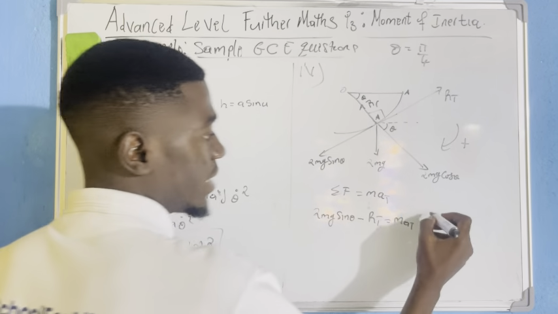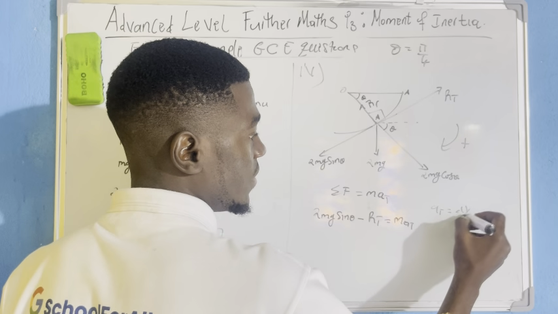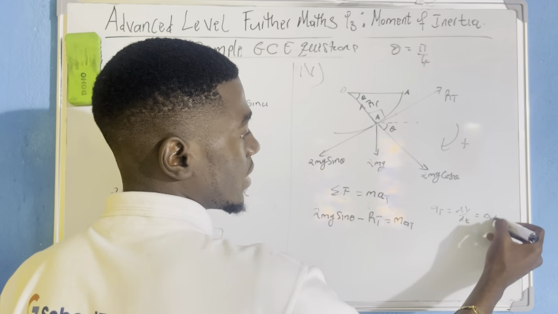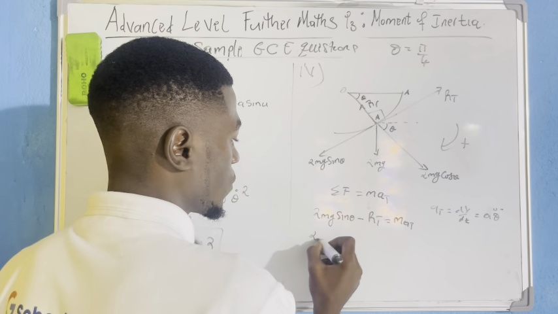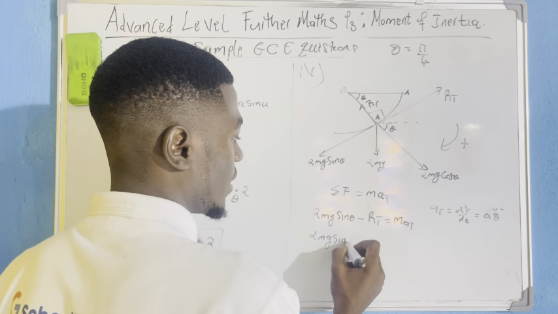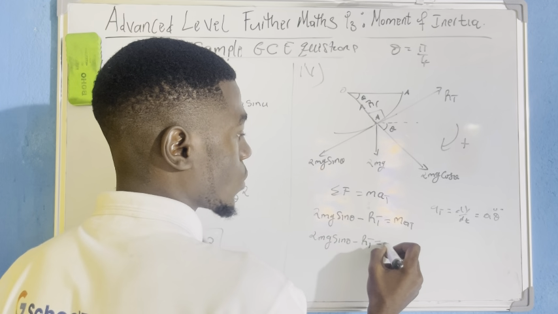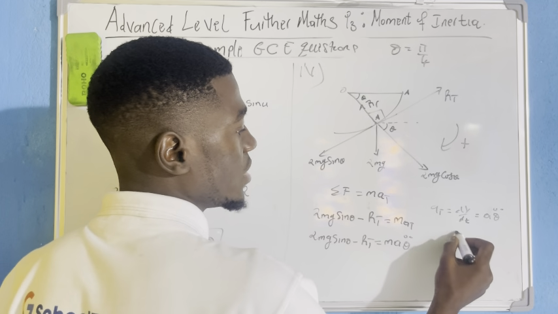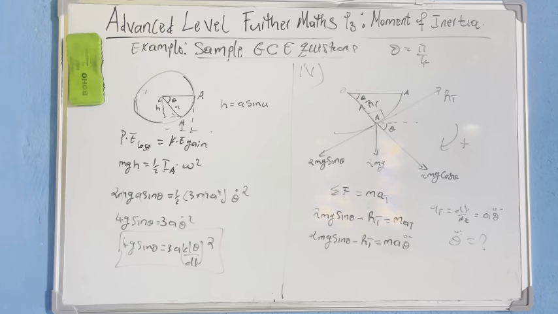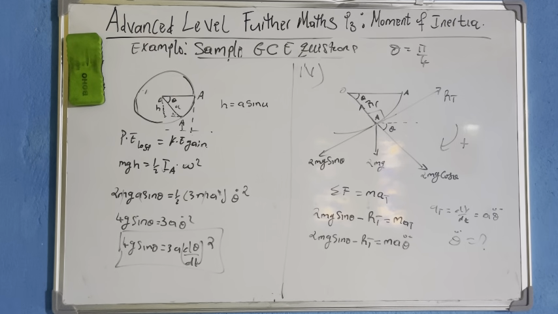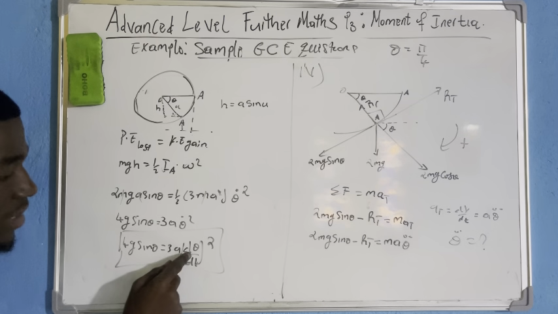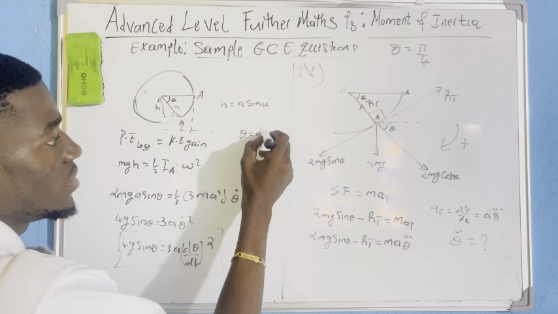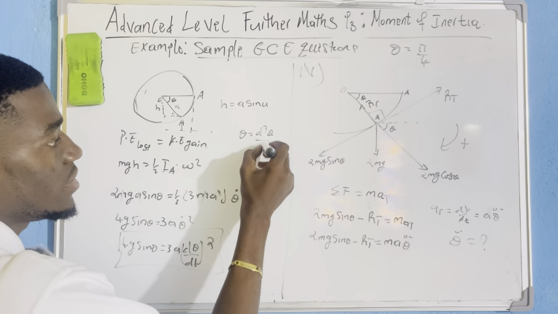Okay, then A tangential, I told you that A tangential is dV over dt. Since the radius here is constant, it will simply be A theta dot dot. So I have 2mg sin theta minus RT equals MA theta dot dot. But I need to find theta dot dot. The only way for me to find theta dot dot is to come back here to the proof that we did, where I am having theta dot. Remember that theta dot dot is d squared theta over dt squared.